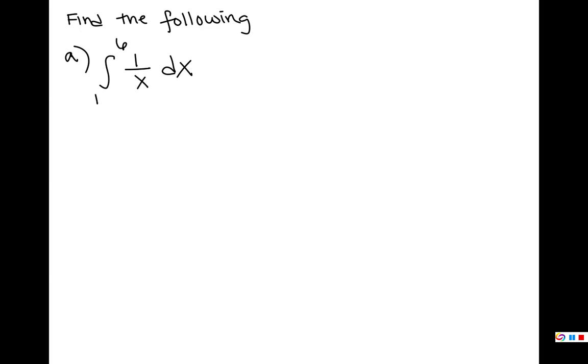If I want to find the integral from 1 to 6 of 1 over x dx, first of all, this problem is asking me to find the area between the function y equals 1 over x and the x-axis from x equals 1 to x equals 6. To find that area, I can find an antiderivative of 1 over x. In fact, the antiderivative of 1 over x is natural log absolute value of x. That's just something I have memorized.